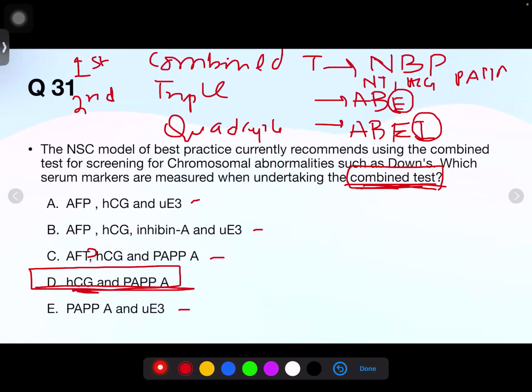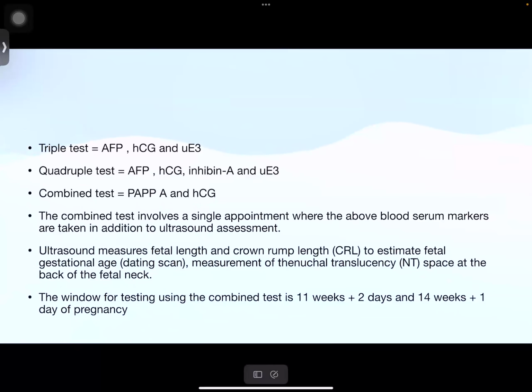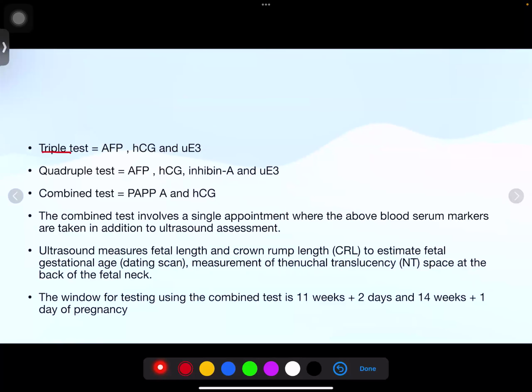NBP, so beta hCG and PAPP-A, and NT ultrasound marker comes in. See this. Triple test would be having AFP, beta hCG, E3, quadruple adds inhibin A. And in the combined test these two things. So combined test involves a single appointment with the above blood serum markers taken in addition to ultrasound assessment.